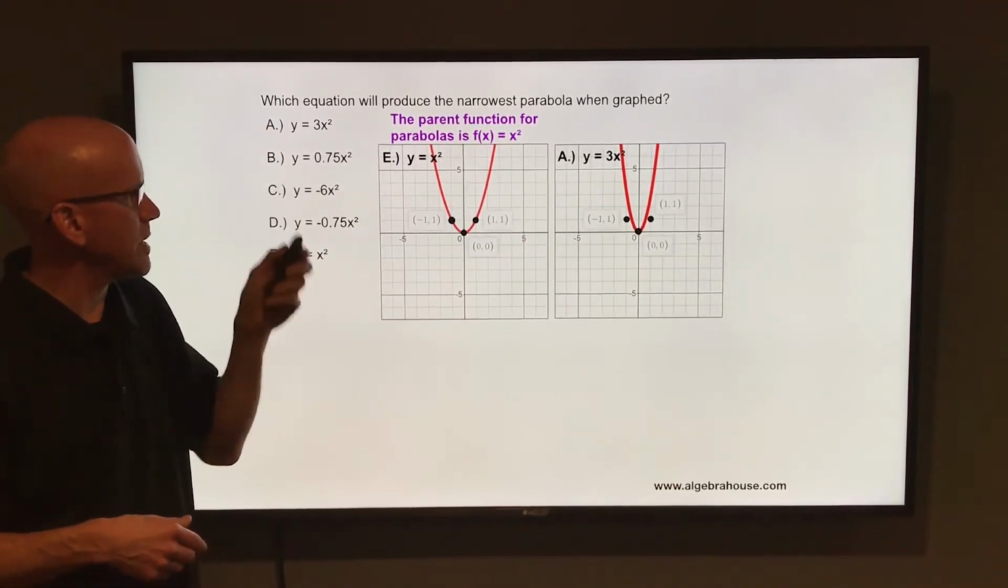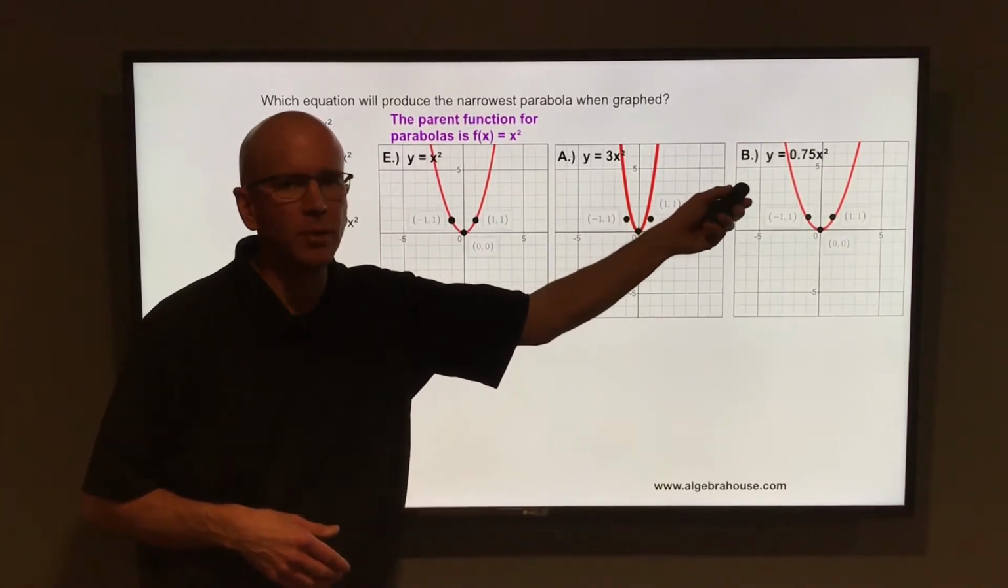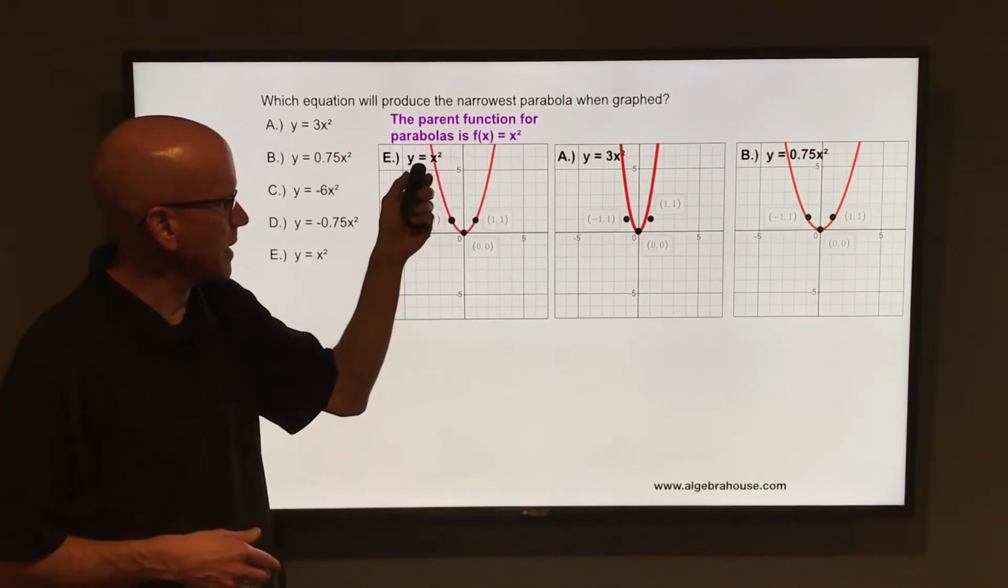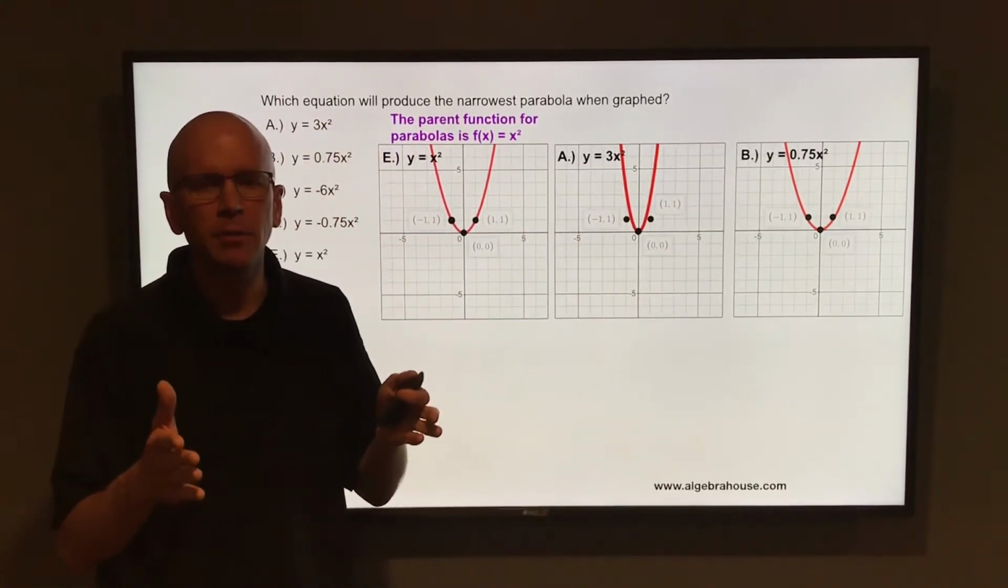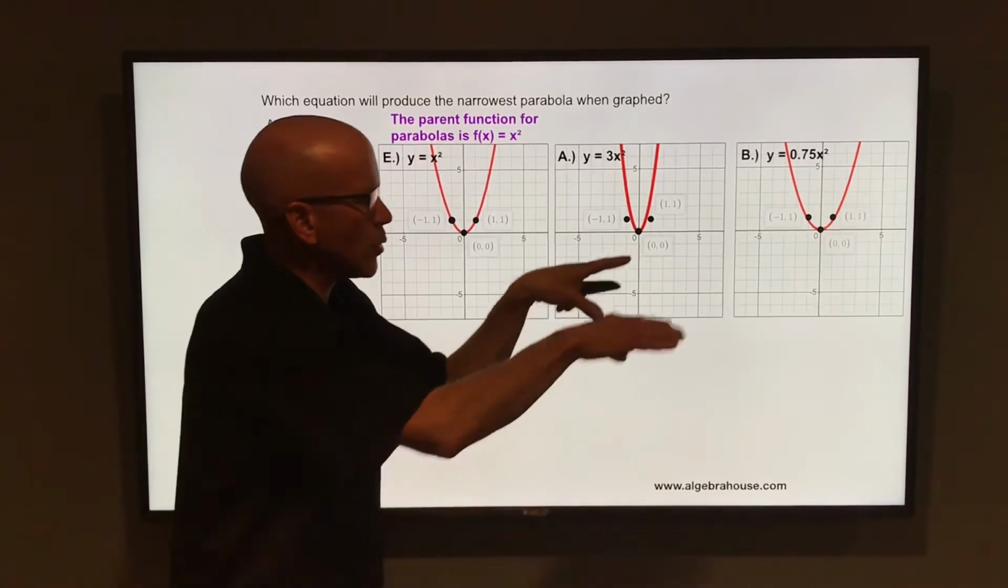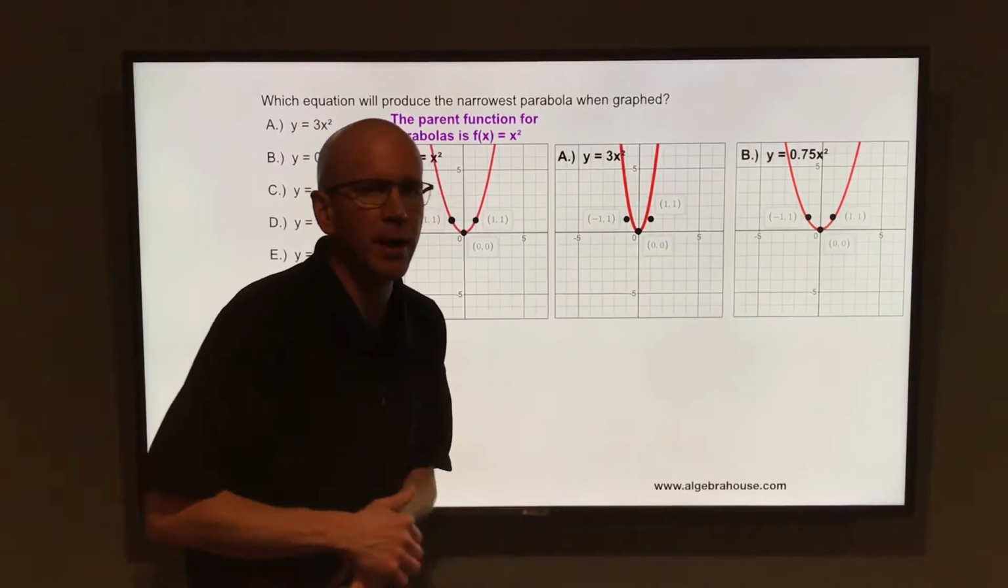Take a look at letter B, y equals 0.75x squared. So when you go from y equals x squared to y equals 0.75x squared, you're multiplying the y value by 0.75. When you multiply the y value by a number between 0 and 1, it's going to compress the graph down toward the x-axis, or widen that parabola out.